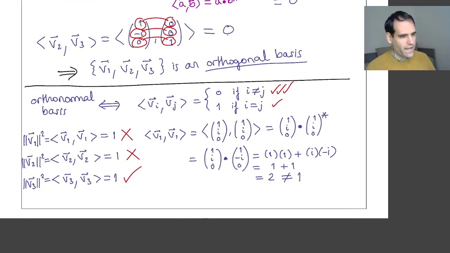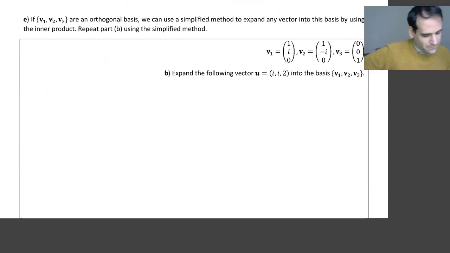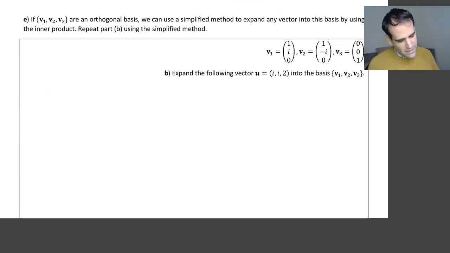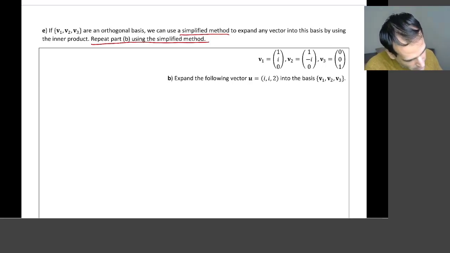Okay, so next. The next question asks, if v1, v2, and v3 are an orthogonal basis, which they are, this means that we can use a simplified method to expand any vector into this basis by using the inner product. Repeat part B using the simplified method. And here, for convenience, I copied part B. Part B asks us to expand the following vector u equals i, 2 into the basis v1, v2, v3.